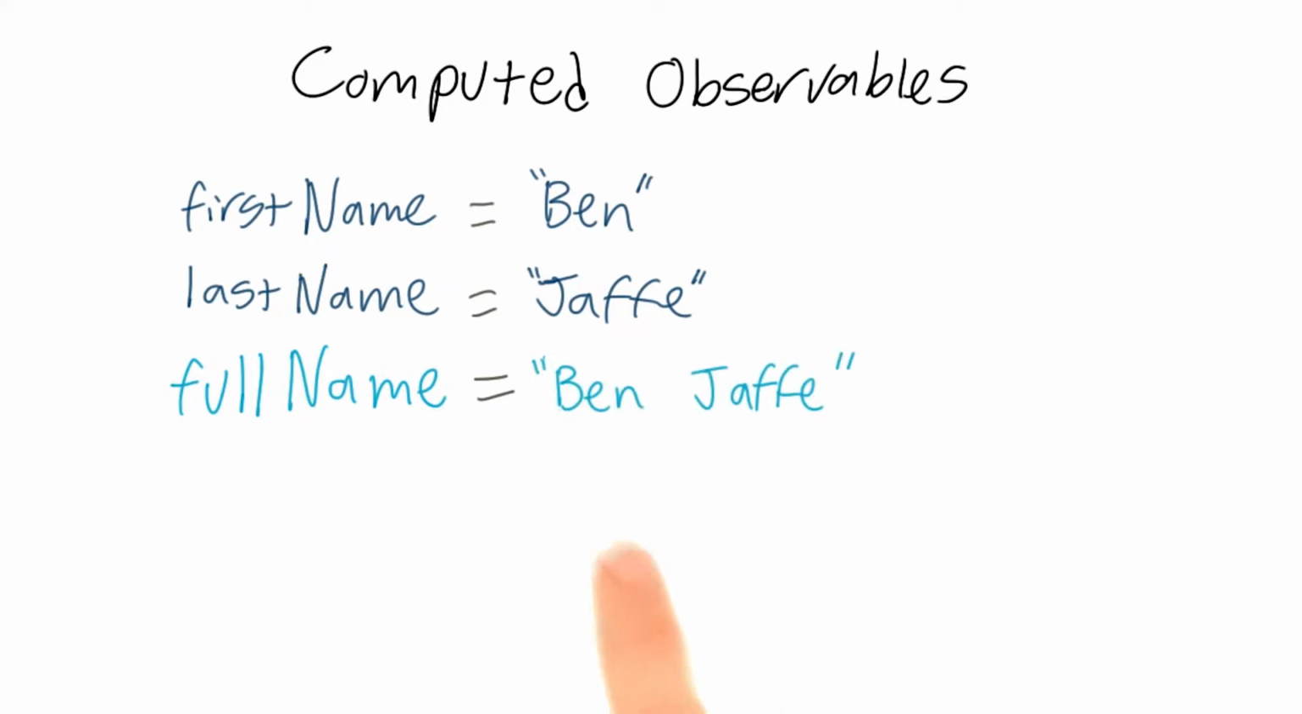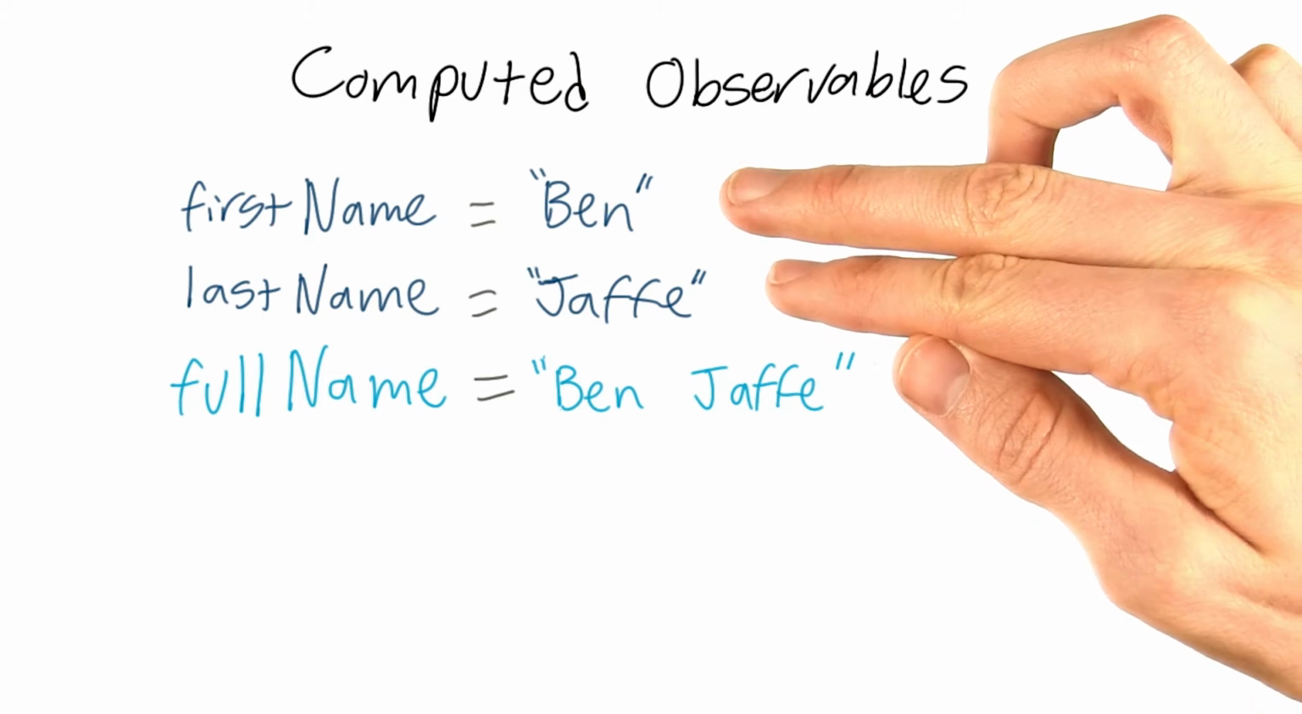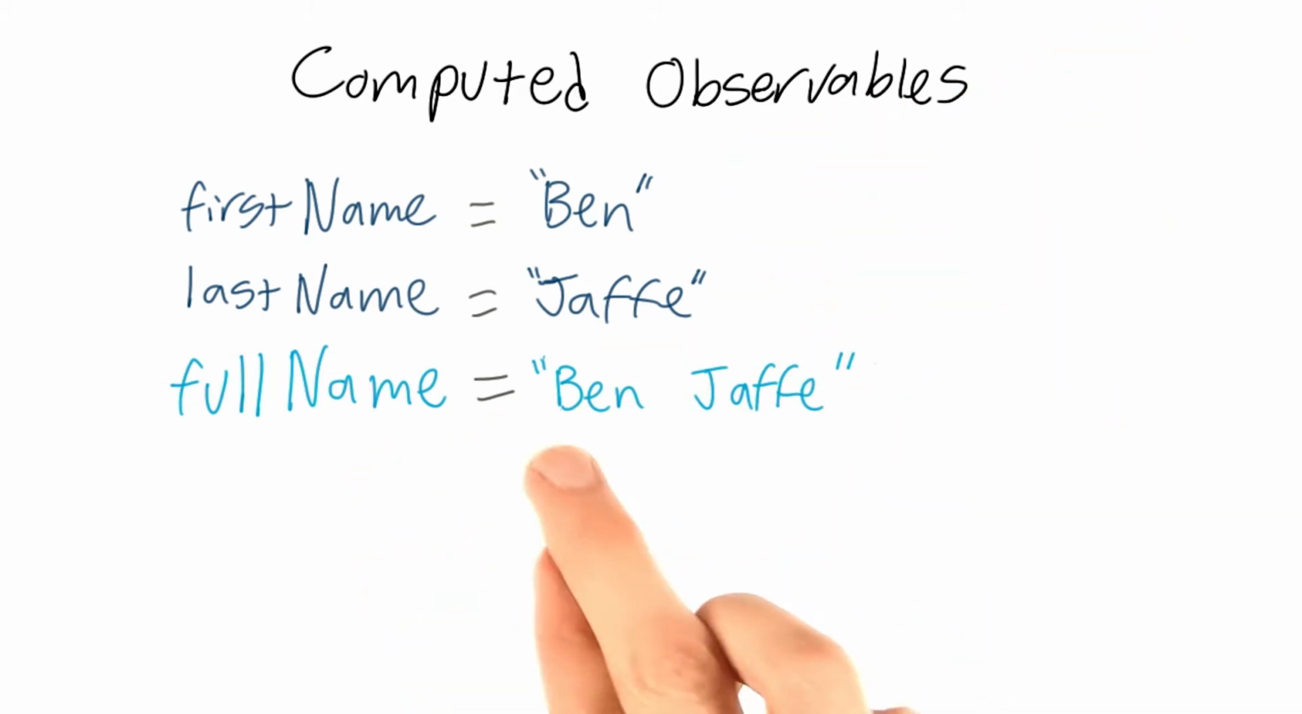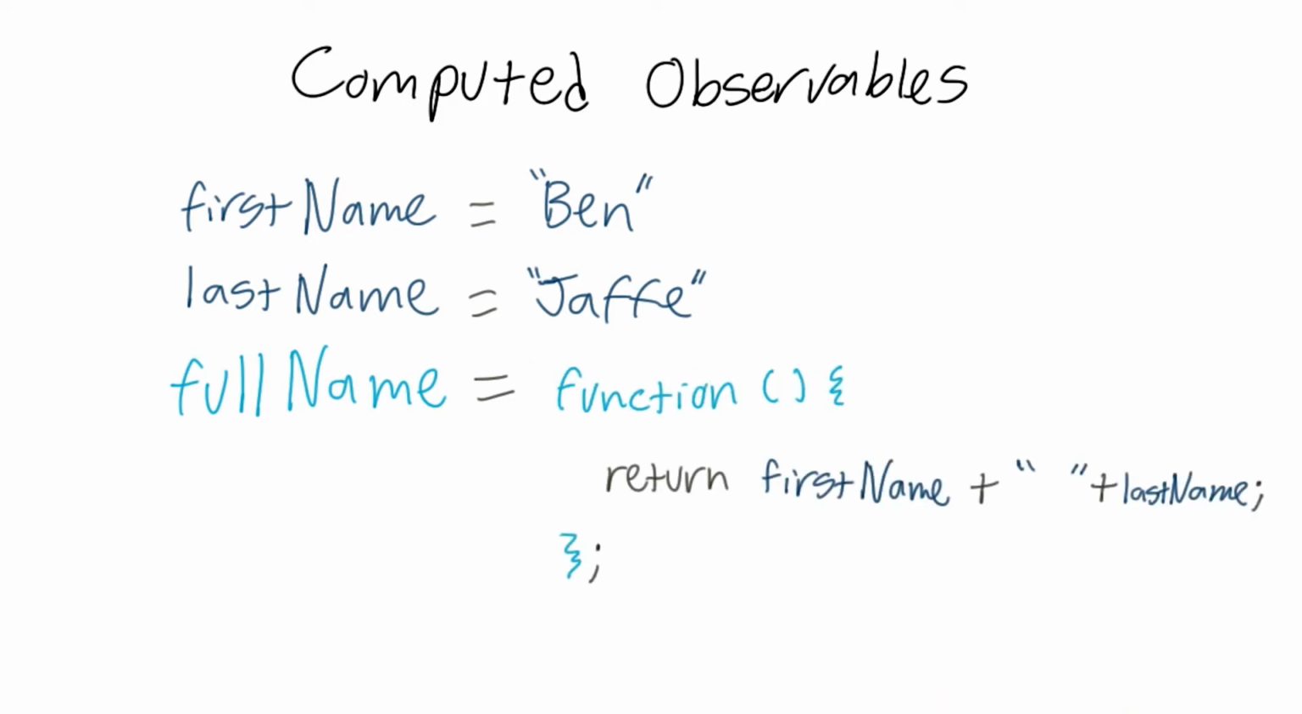Now, it doesn't make any sense to store the full name as an actual string here because that's redundant. We already have all of the information we need to figure out the full name. So rather than store it as a string, why not store it as an action, as a function? So that's exactly what we do. We store full name as a special kind of function. And when you want to get the full name, you run that function and it returns the first name plus a space plus the last name.